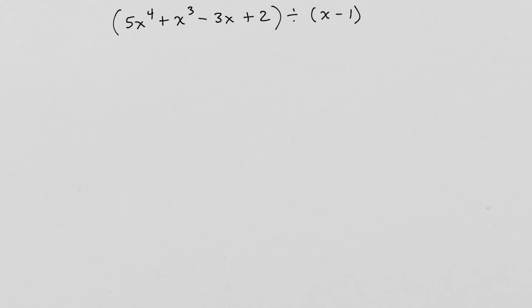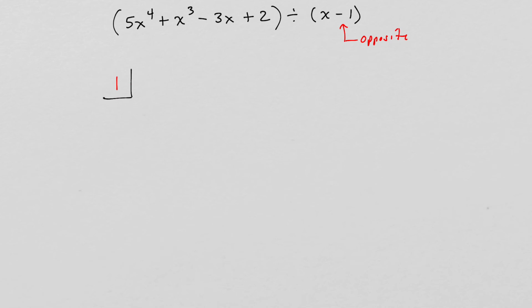Let's do another example before we move on, just to make sure we understand the synthetic division process. So here we have the polynomial 5x to the fourth plus x cubed minus 3x plus 2, and we're dividing it by x minus 1. So the synthetic division process says, first of all, make a box, and we're going to take the opposite of this number. So the opposite of -1 is +1, and we put that number in the box.